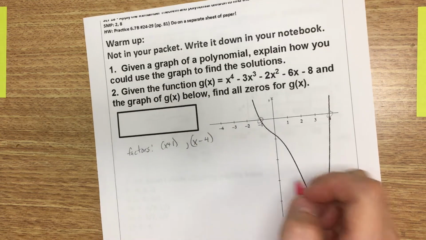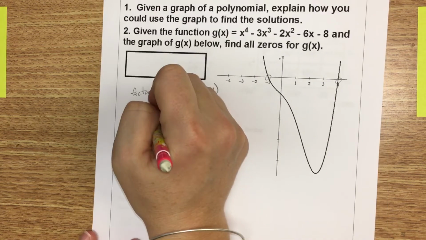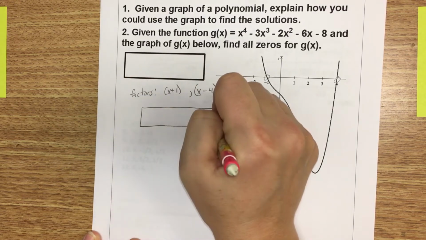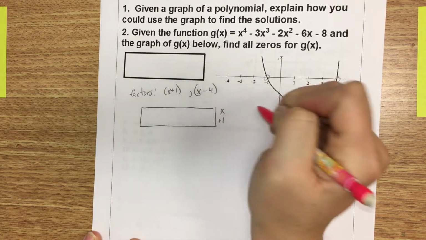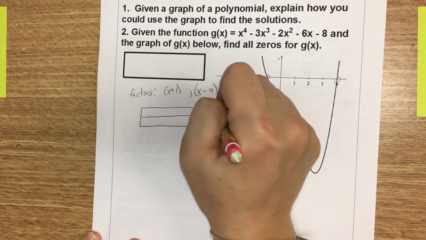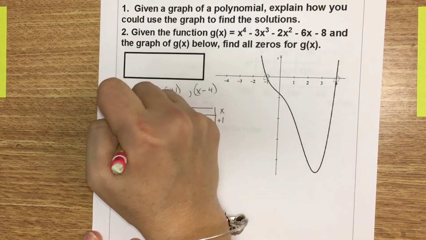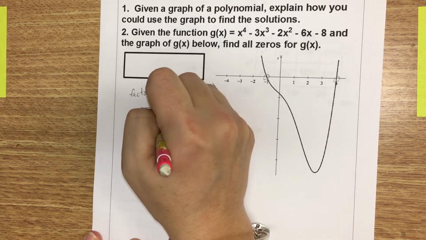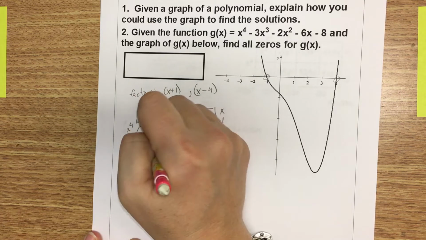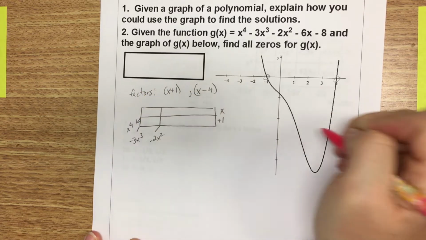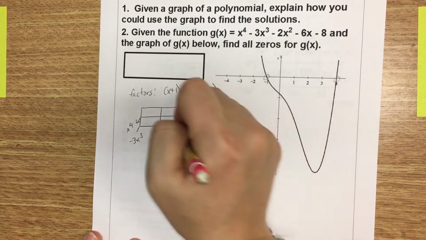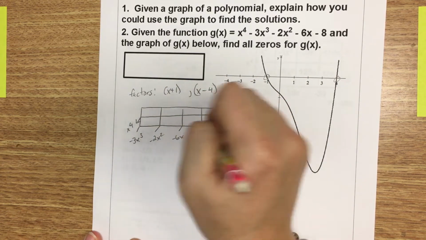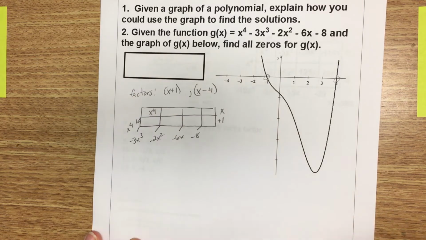So what I'm going to start doing is I'm going to use the box method and I'm going to divide out those factors. And I'm going to do x plus 1 first, just because it's a little easier. All right. Now we've got x to the 4th. We've got negative 3x cubed. We've got negative 2x squared. We've got negative 6x. And we've got negative 8.